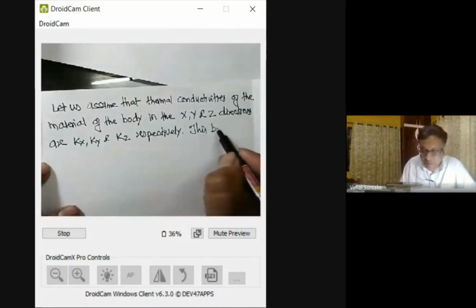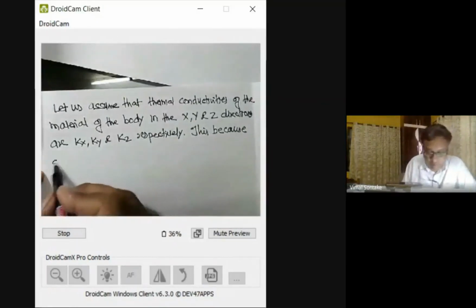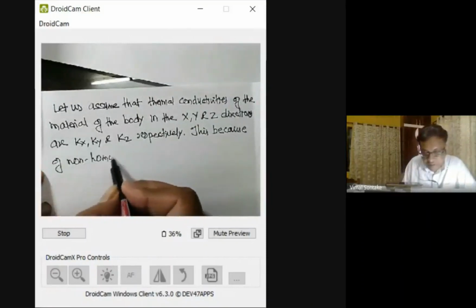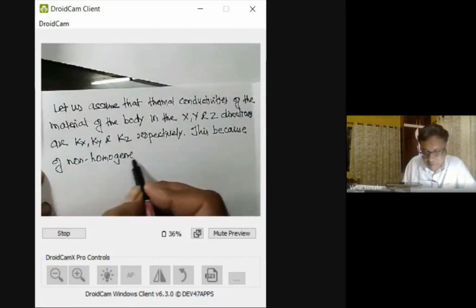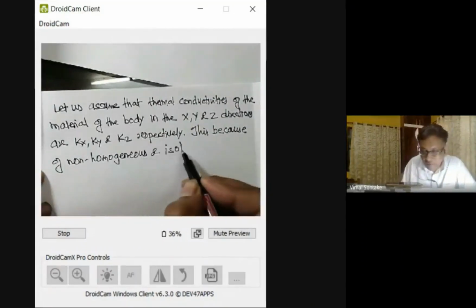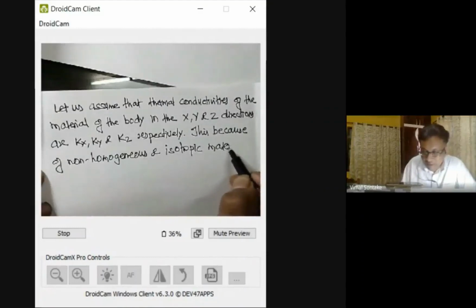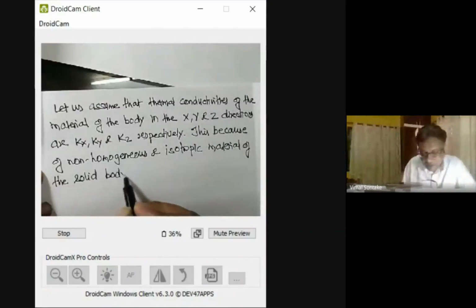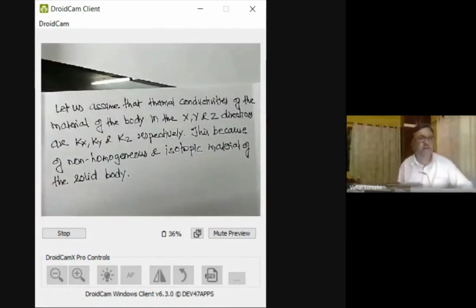This is because of non-homogeneous and isotropic material of the solid body through which heat transfer is taking place by conduction.